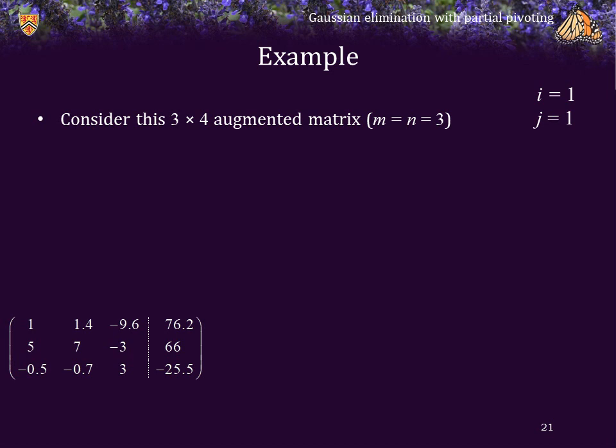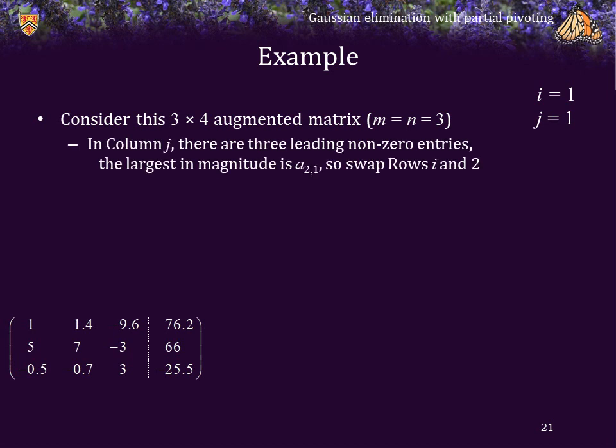Now, consider this 3 by 4 augmented matrix. This again represents a system of 3 linear equations in 3 unknowns. We initialize the indices i and j with the values 1. In column j equals 1, there are 3 leading non-zero entries, the largest of which is at entry a sub 2, 1, that is 5. And so we will swap row i equals 1 and row 2.